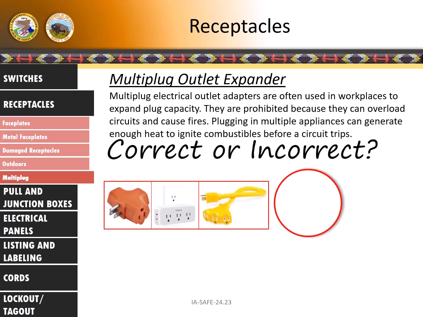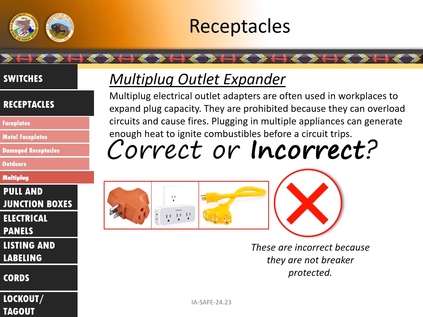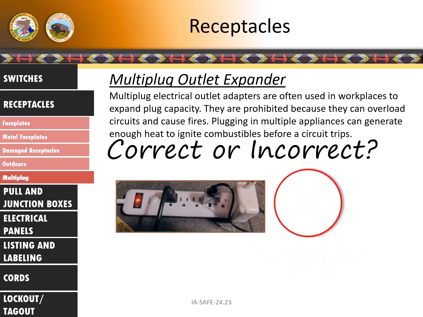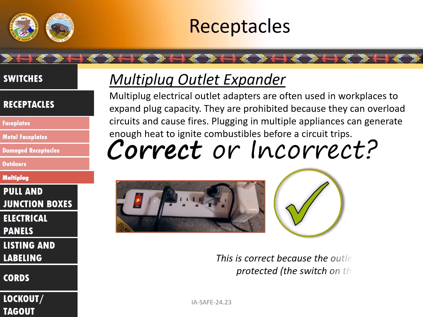Are these examples correct or incorrect? These are incorrect because they are not breaker protected. Is this example correct or incorrect? This is correct because the outlet is breaker protected, the switch on the left.